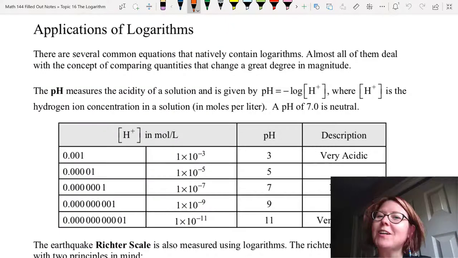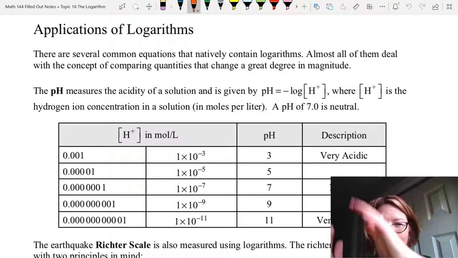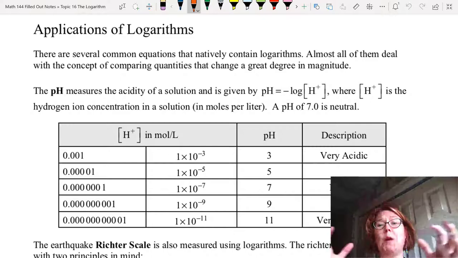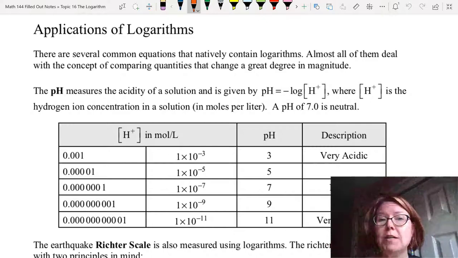In this video, I want to talk about applications of logarithms. There are several common equations that natively contain logarithms. Almost all of them deal with the concept of comparing quantities that change a great deal in magnitude. The first one is pH.